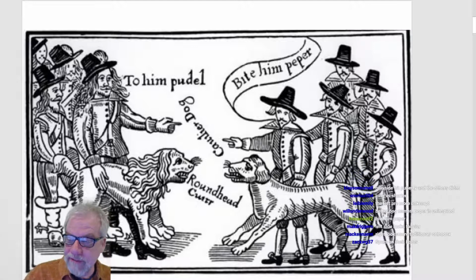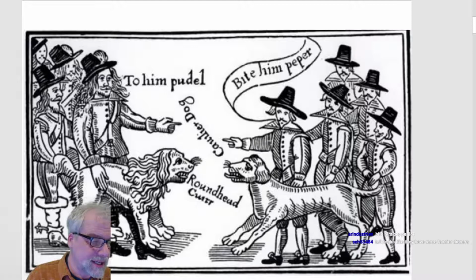So on the left are cavaliers. Okay. And so the person on the right is saying cavalier dog, right? Bite him, Pepper. So the people on the left are cavaliers, and the people on the right are roundheads, the people with the Hanseatic haircuts. Okay, and this is cavalier and roundhead, and this conflict between them.